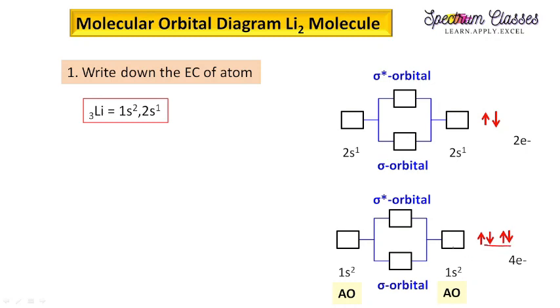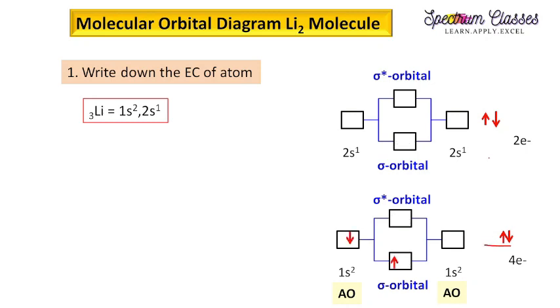Now fill up all these electrons in order. What kind of order do we need to follow? Electrons 1 and 2 out of the 6 electrons, right? Electrons 1, 2, then 3, then 4, 5, 6. This is the correct order. So you need to fill the 6 electrons in this way.